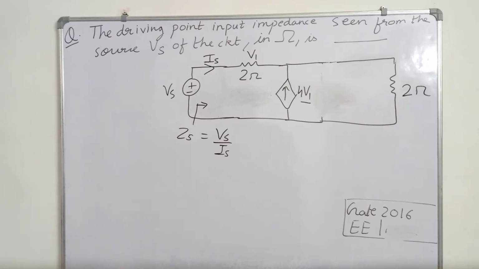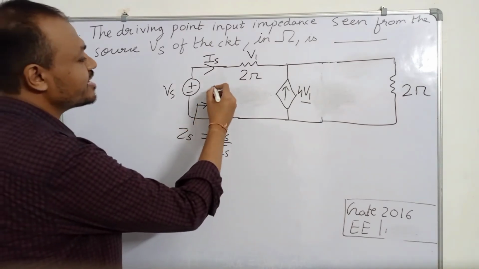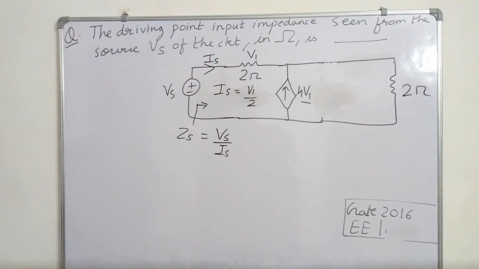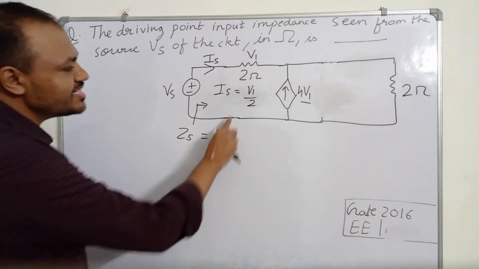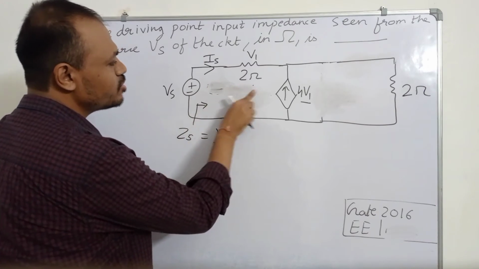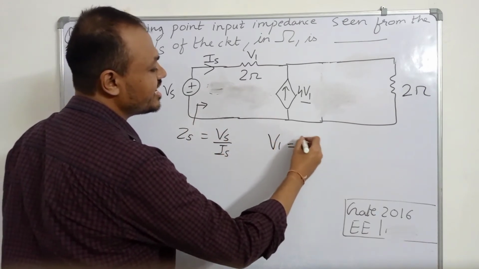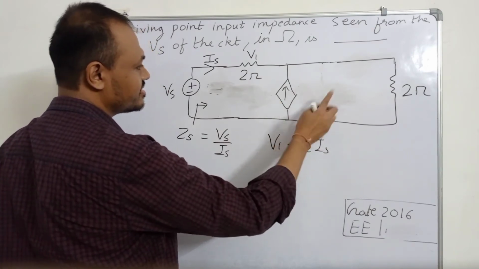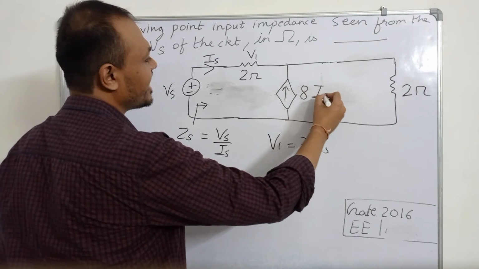Okay, so now this Is, from this figure, is equal to nothing but V1 upon 2. From the figure we can see Is is equal to V1 upon 2. So this is 4V1. So V1 is equal to 2Is. We can write here V1 is equal to 2Is. So this can be written as 8Is.